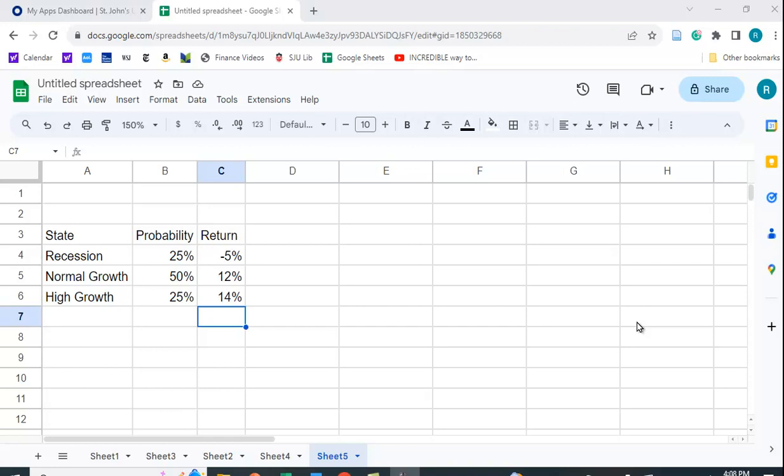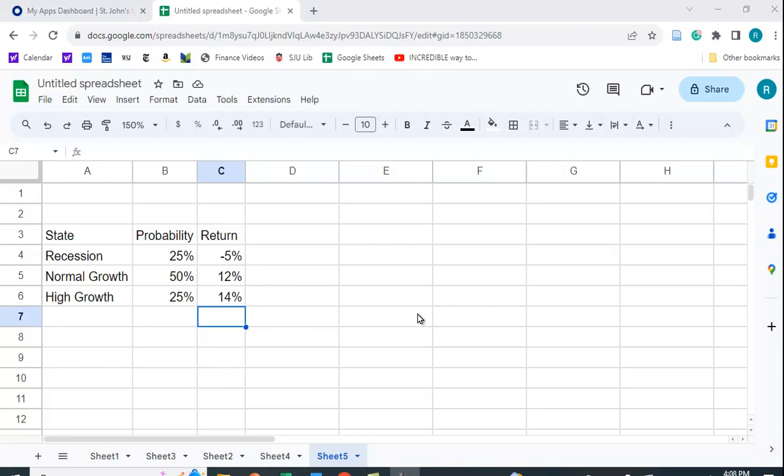In this video, I want to show you how to calculate the expected return and variance for a security when there are different states of the world. So suppose there are three states of the world: recession, normal growth, and high growth. And we've assigned probabilities to each of these states of the world: 25% chance of recession, 50% chance of normal growth, and 25% chance of high growth.